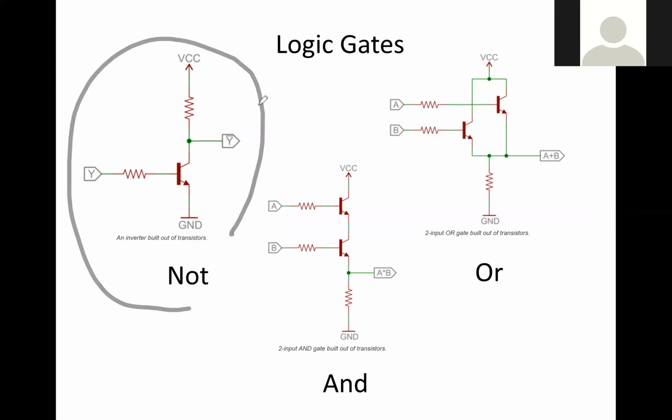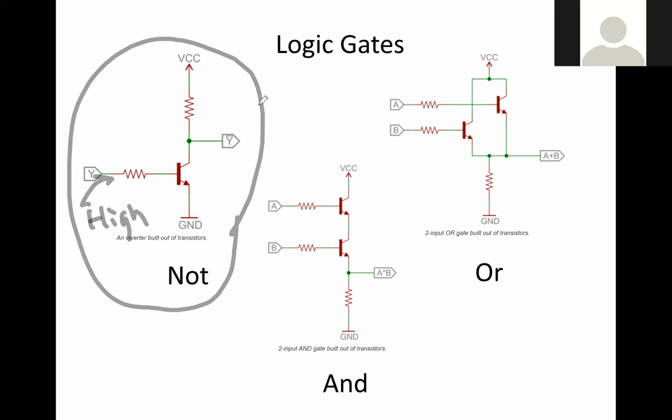So if we look just at this one here, that is what we call a NOT gate. And the reason it's called a NOT gate is because the output is the opposite of the input. And so what we're going to do now is run our transistors in saturation mode, not in amplification mode. So what we want now is for the transistor to be either fully on or fully off. We don't want it to be anywhere in between. So we're going to put in some voltage, and this voltage is either going to be high or low, and never anything in between.